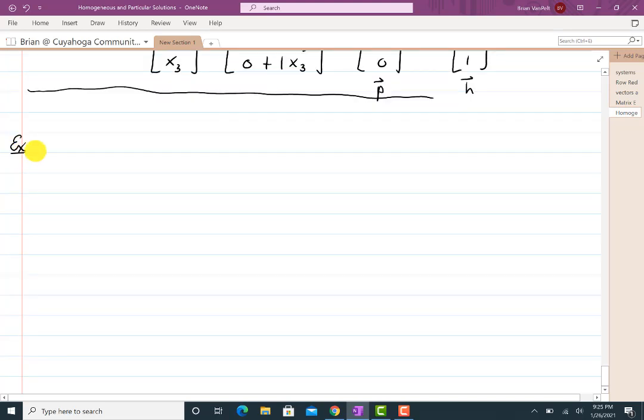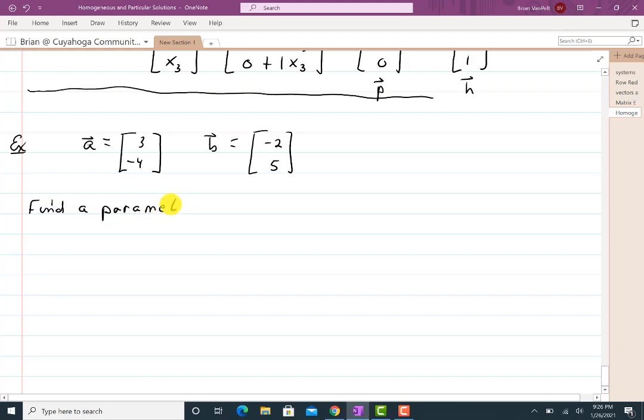To get a little more comfortable with the geometry and the way solutions are generated, let me give you something here. A equals the vector 3, negative 4, and B equals the vector negative 2, 5. Now what I would like to do is find a parametric equation of the line through A parallel to B. So first let me graph these things.